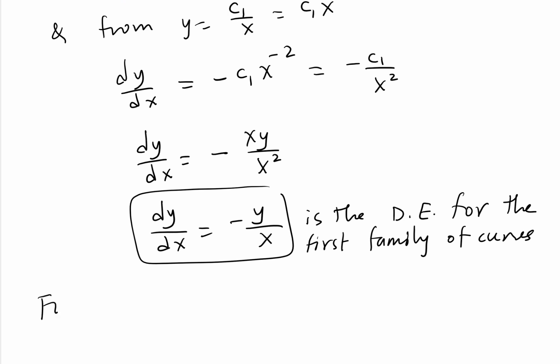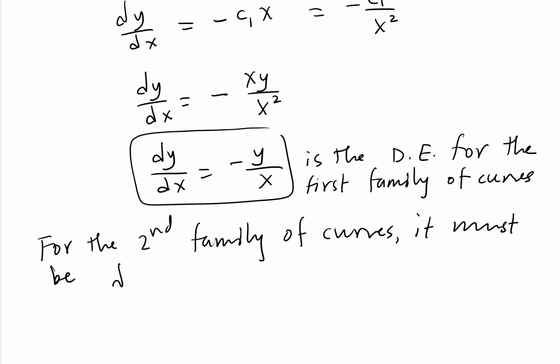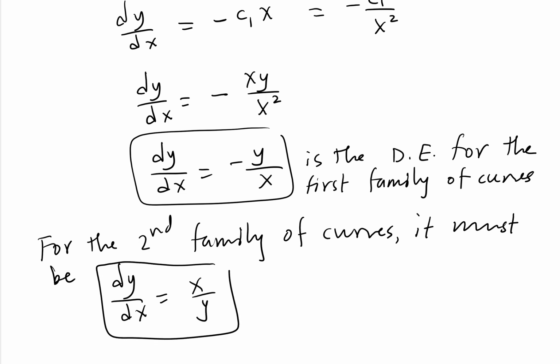Now for the second family of curves, it must be what? In order for them to be orthogonal trajectories, dy dx must be the negative reciprocal of the boxed answer, which would be x over y. So these two are the orthogonal trajectories of each other. Now, how do you find the second curve?